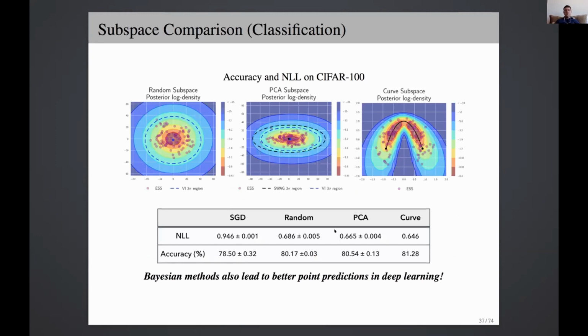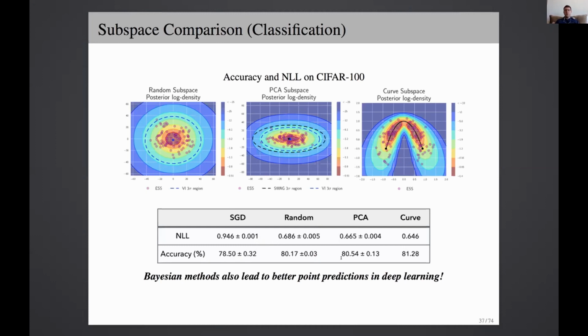And so here we actually see this empirical realization of the idea that we mentioned at the beginning of the talk yesterday, that if we're performing Bayesian marginalization, we ought to see improvements in not just calibration and log likelihood, but also in the accuracy of our point predictions. So in going from SGD to a random subspace on CIFAR-100 with a good residual network, we go from 78.5% accuracy to 80.2% accuracy, which is a pretty big leap, especially if we're not paying more at train time.